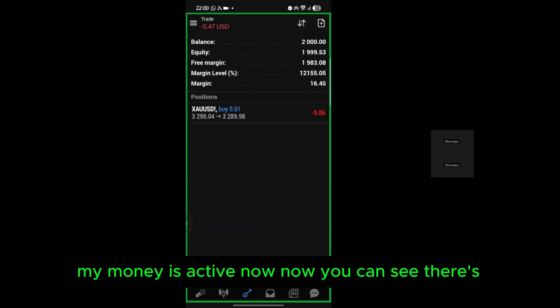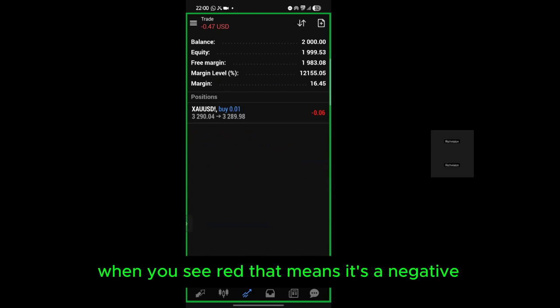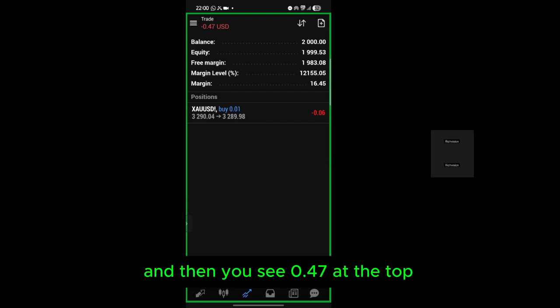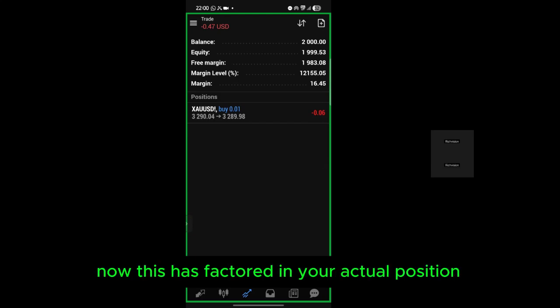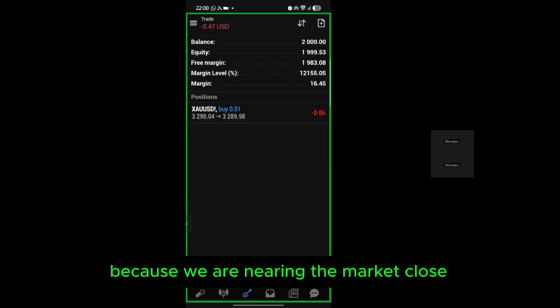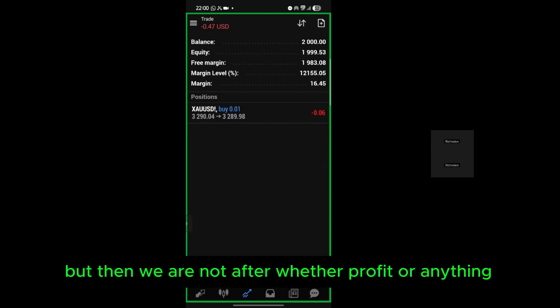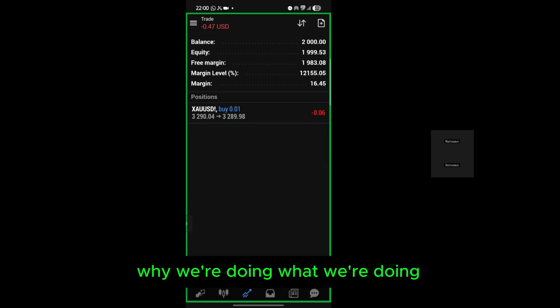Now you can see, because of the spread in the market, I have 0.06 minus. When you see red, that means it's a negative. And then you see 0.47 at the top. This has factored in your actual position and the spread, as at the time of this recording, because we are nearing the market close. The market is about closing, so the spreads are high. But we are not after profit now. It's for you to understand why we're doing what we're doing.